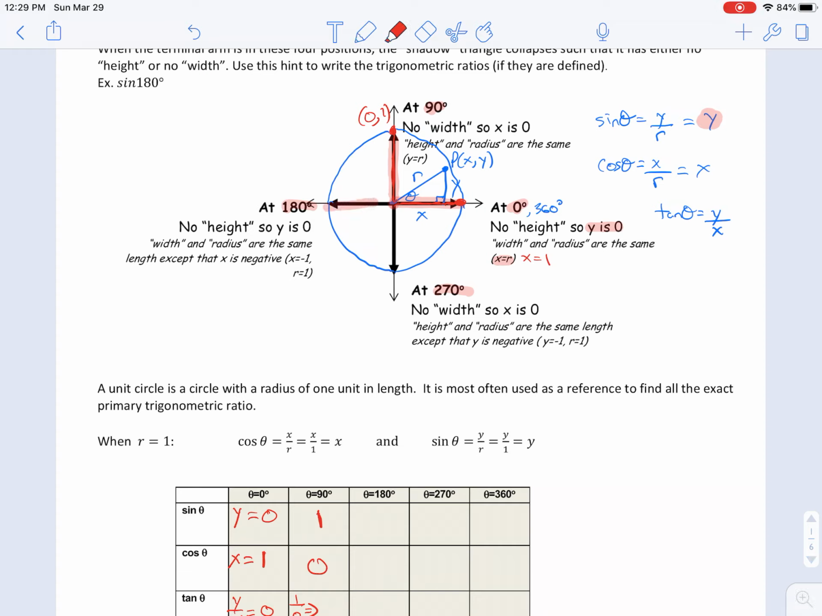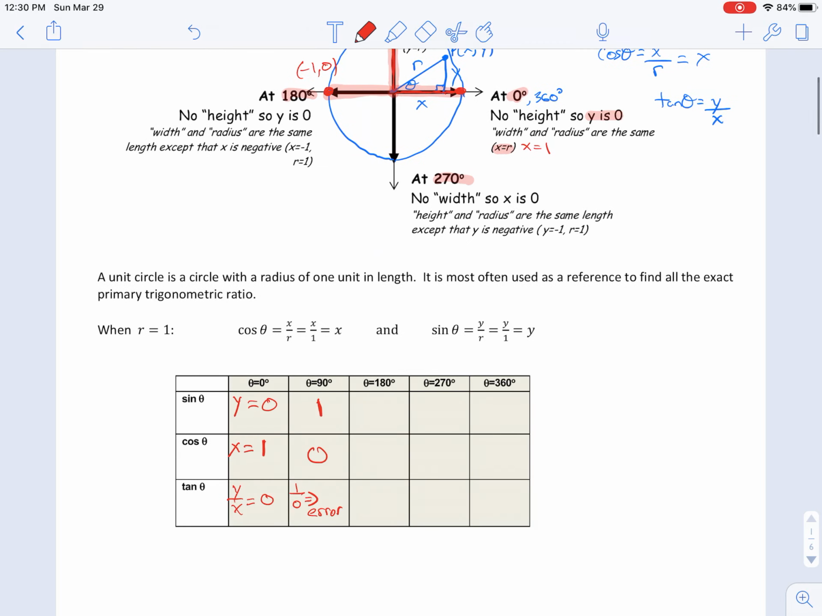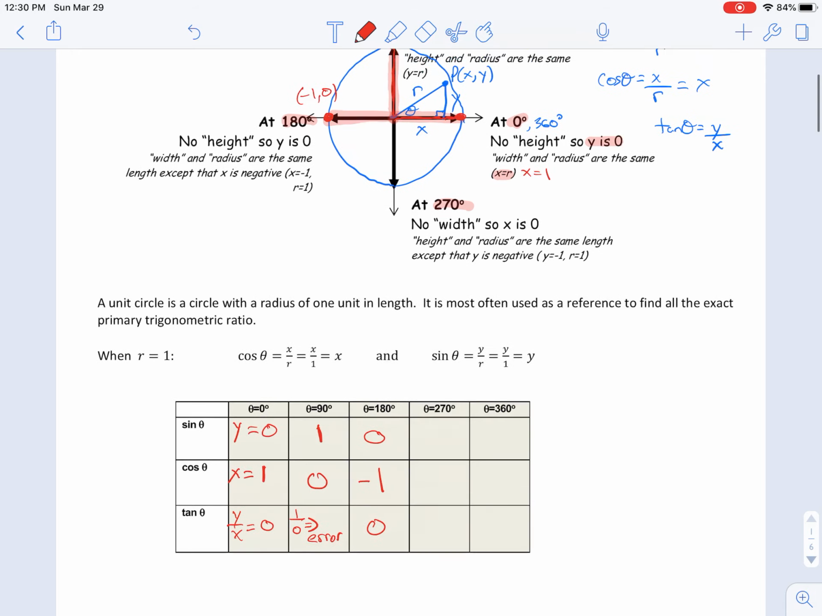So if we go to the 180, so over here, I get this value here. Now my x value is into the negative side. So my x value is going to be -1, and obviously my height is 0. So if we use this, again, sine comes back to 0 because the height is 0 at 180. Cosine is actually going to be -1. And then tangent is y over x, which is going to be 0.